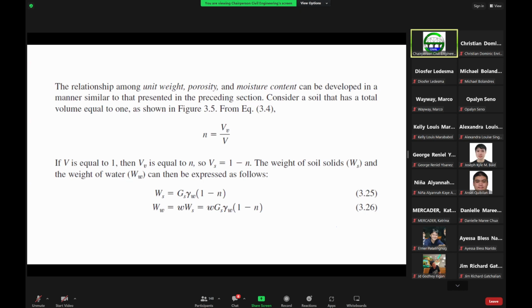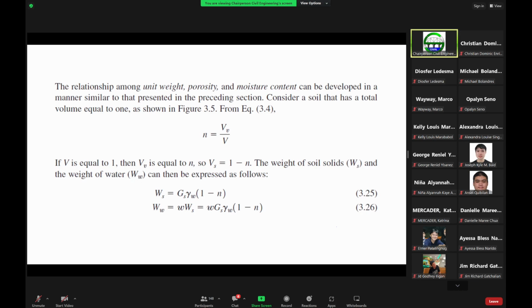Now, earlier we tried to have some relationships with respect to the void ratio. This time, let's try to have some relationships between the unit weight, the porosity, and the moisture content, which can be developed in a manner similar to what we discussed earlier. But if we are now considering porosity instead of void ratio, then instead of having the volume of solids equal to 1, we can have the total volume equal to 1 this time.